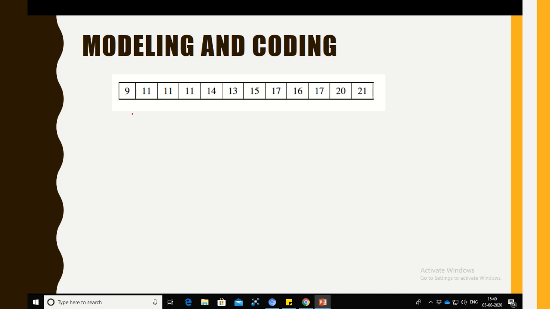Modeling is how you represent your data. What method have you used? What structure are you going to implement? How are you going to write it in a more mathematical equation? That is nothing but modeling. Coding is how you represent the actual data which you have compressed. That is coding.